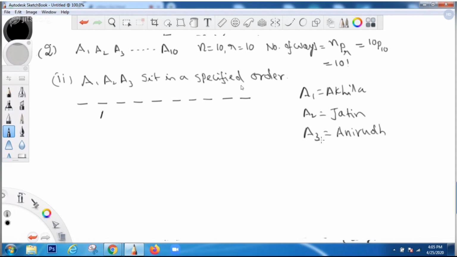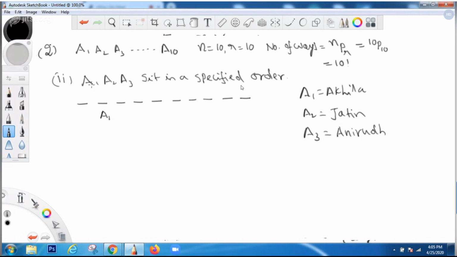Akhila is thinking that I should always be in first place rather than these two. A2 is thinking that I should be in the middle between these two. A3 is thinking that I should always be in the last place among these three. Whoever comes in first place, A1 is not bothered. A1 is bothered about A2 and A3 only. So first, I should come before these two.